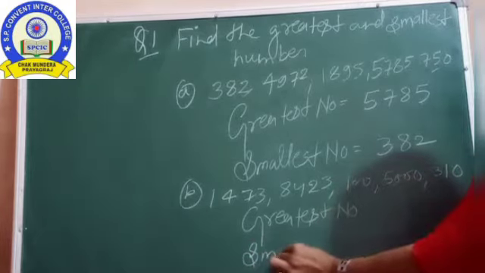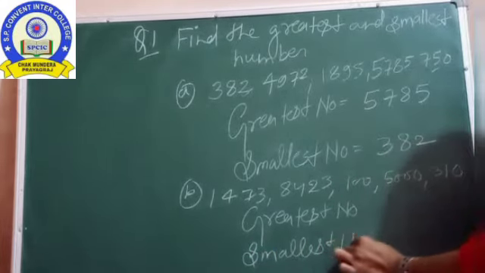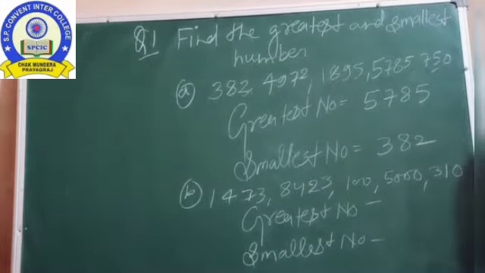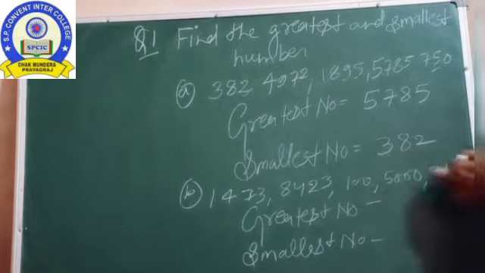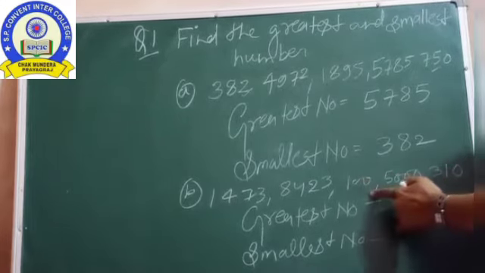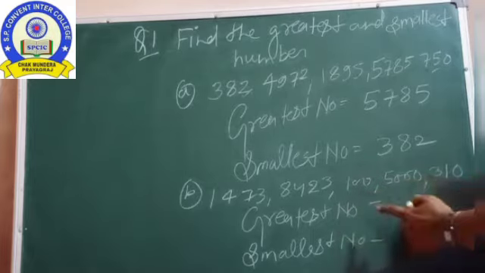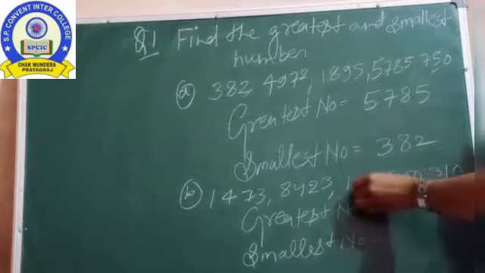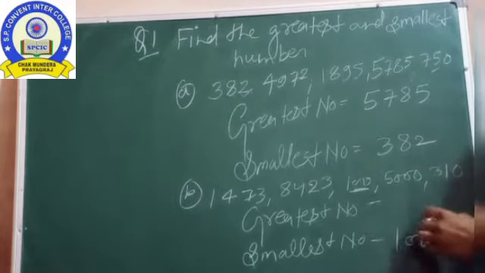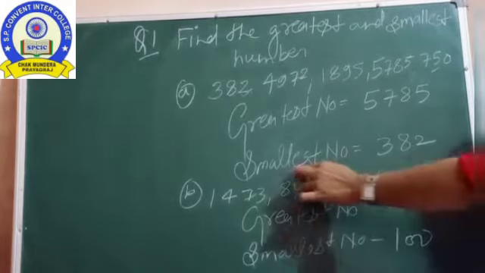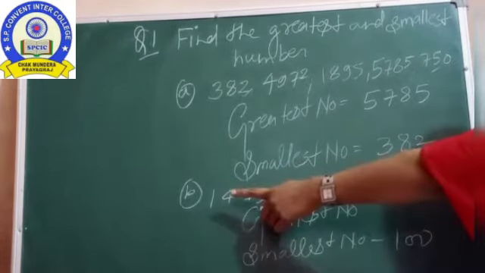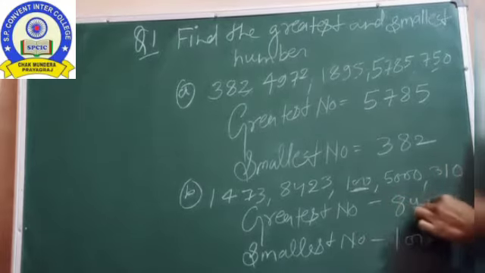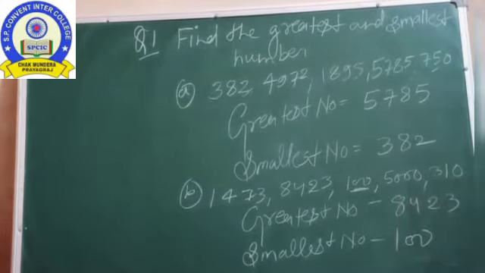Smallest number. Comparing two numbers, it has 3 digits, it has 3 digits. So this is 1 and this is 3. 1 is less than 3, it means this is the smallest number. And now comparing this number, 5, 8, 1. 8 is greater than all the numbers. It means 8423 is the greatest number.